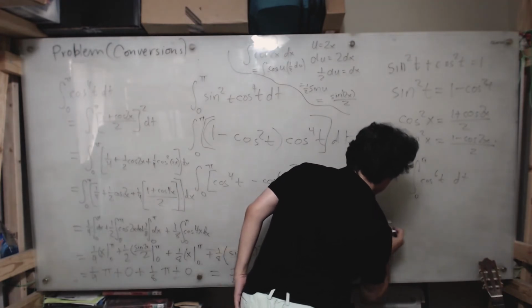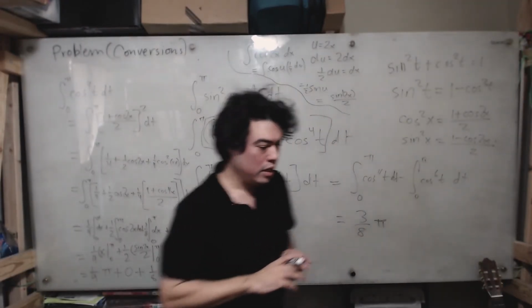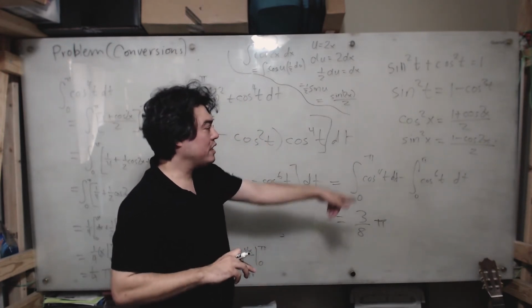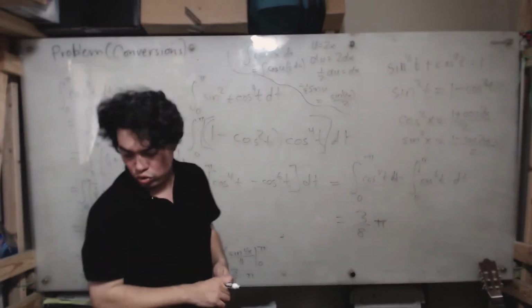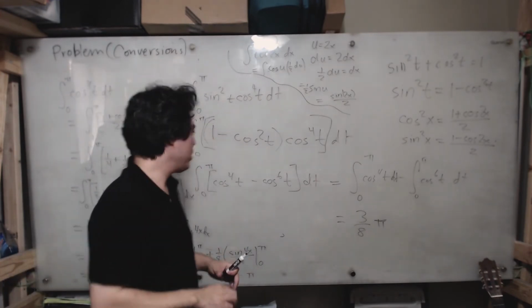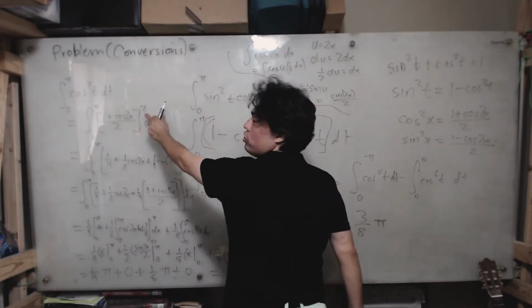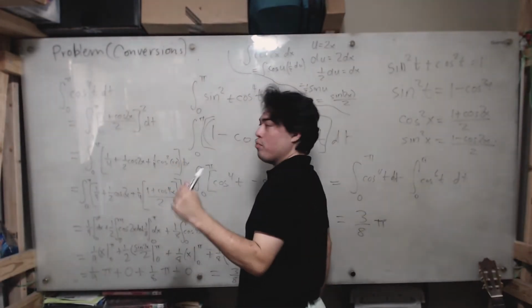Okay. And now we have to calculate this one. Now because that has a cosine to the 6th power, we're going to have to do a little more finagling like we did here, because instead of raising it to the square power, we're going to raise it to the cube power.